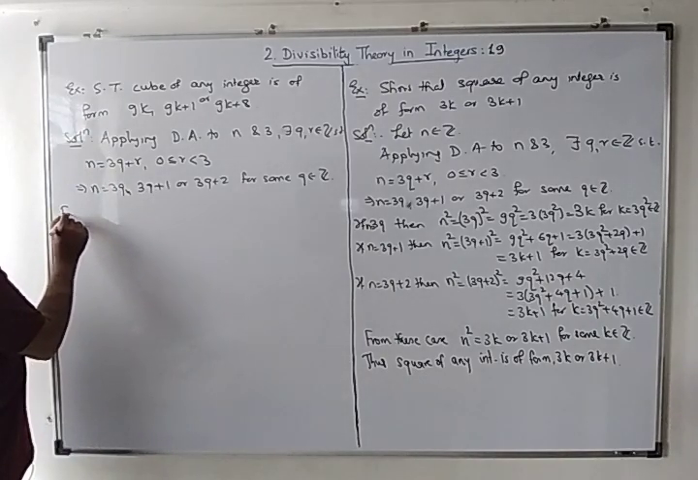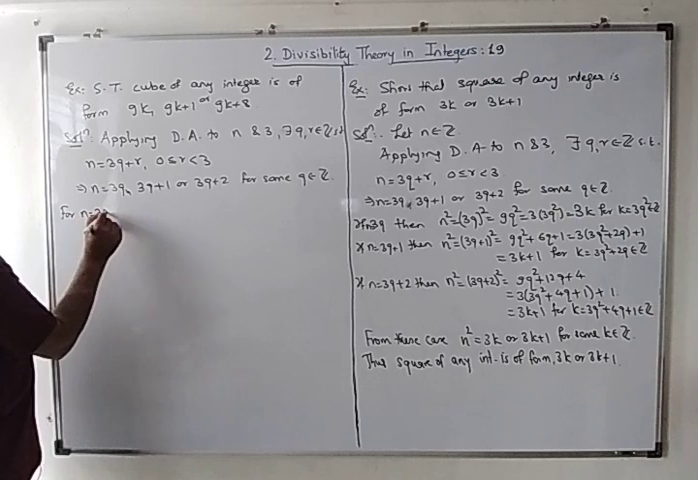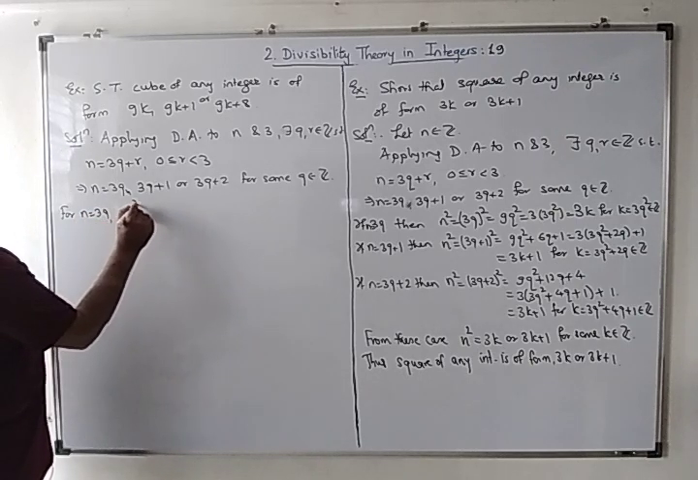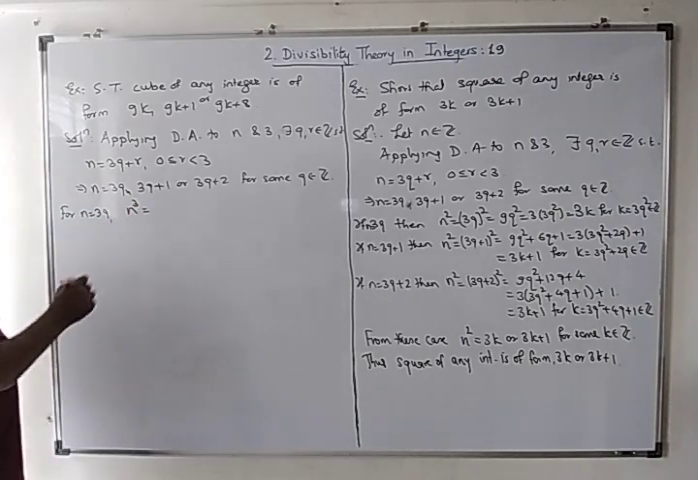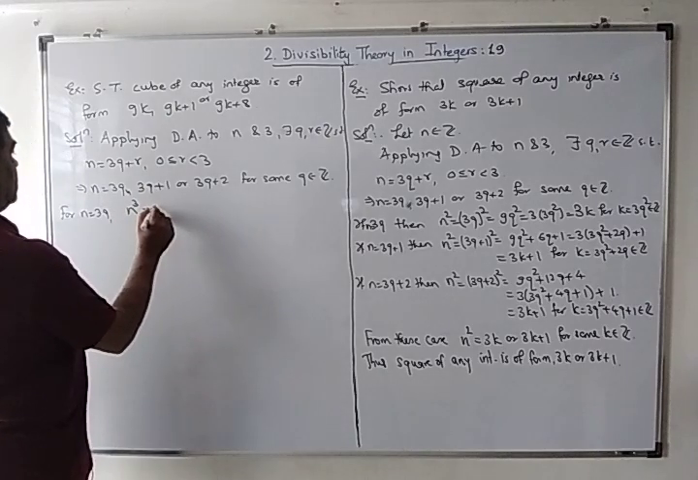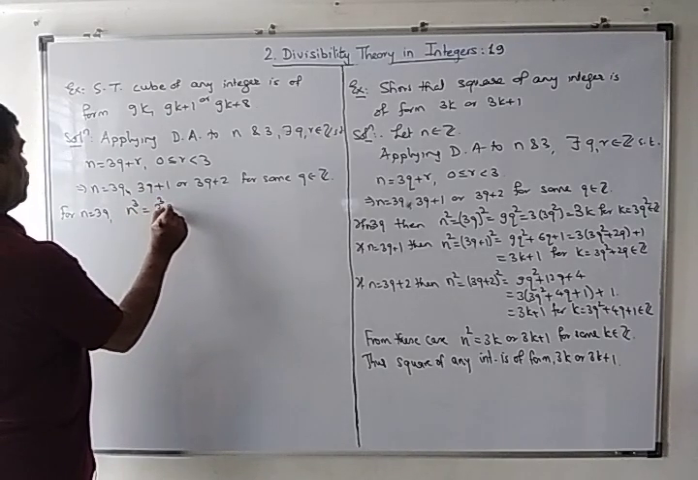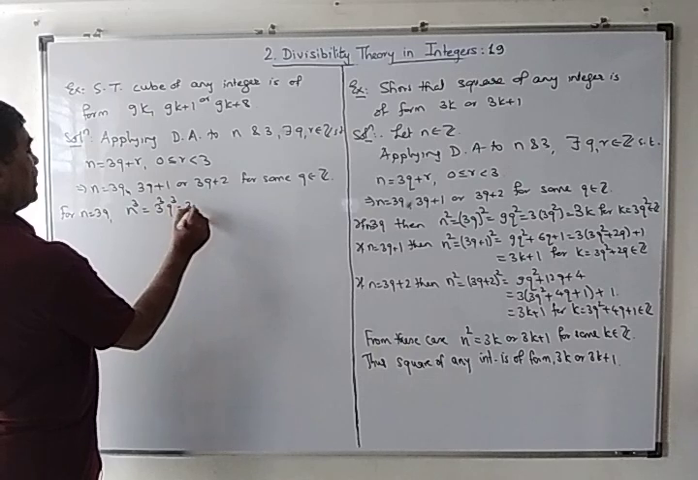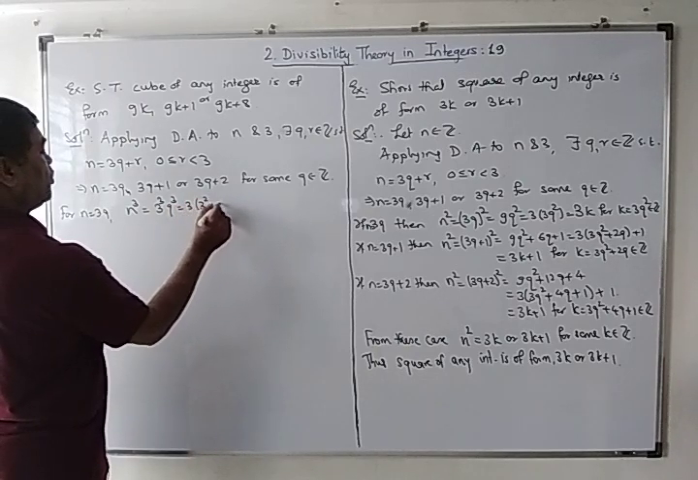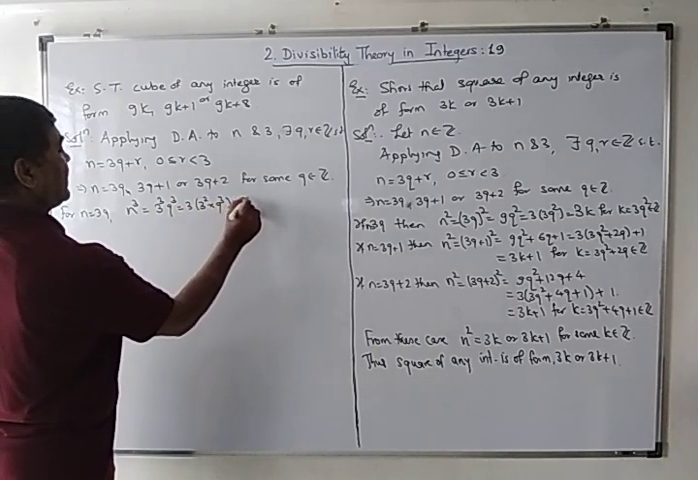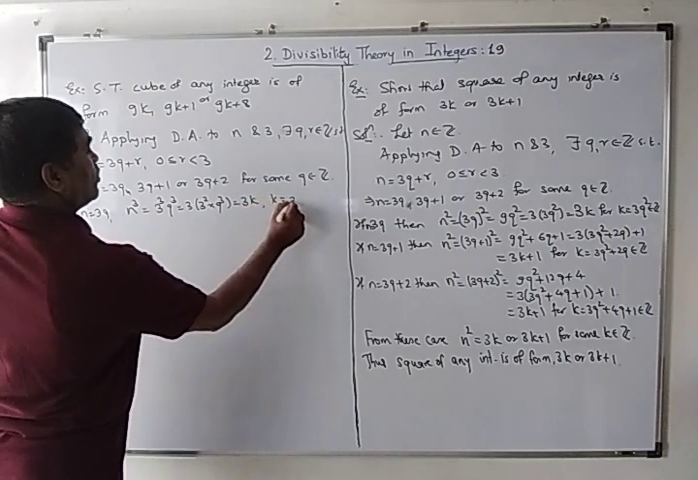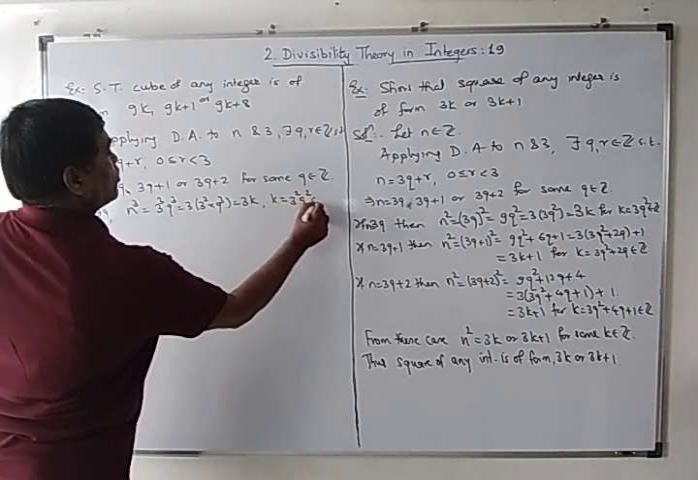For n equal to 3q, what is n cube? It is 3 cube into q cube, which is 3 into 3 square into q cube, equal to 3k, where k is equal to 3 square into q cube belonging to Z.